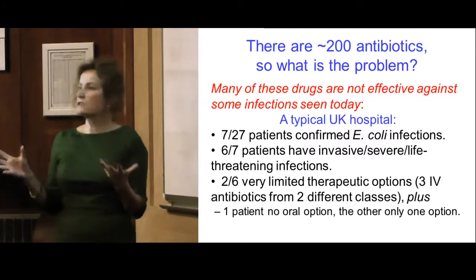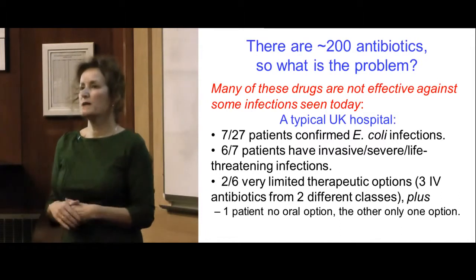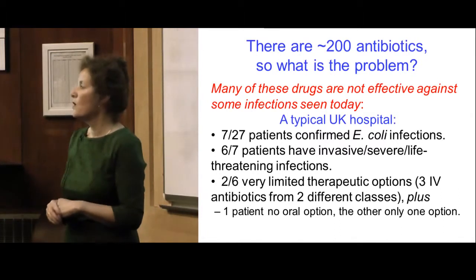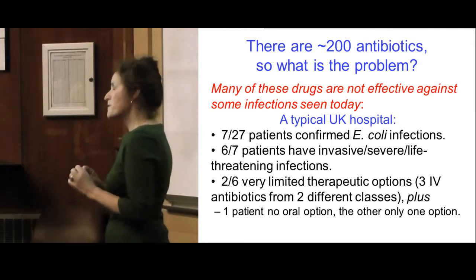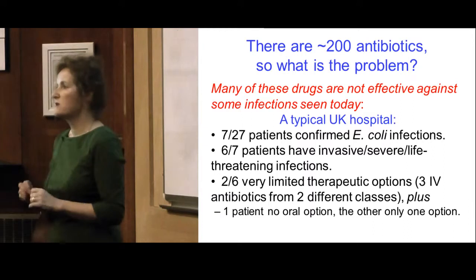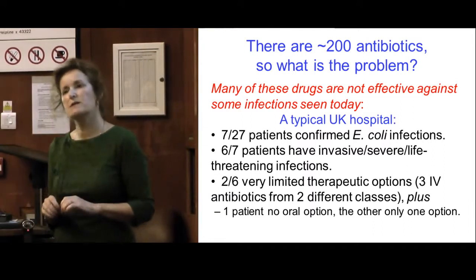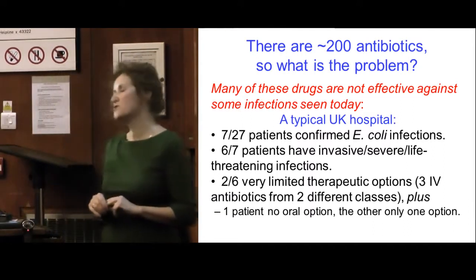So there are at least 200 antibiotics worldwide that are available for patients to take. Obviously not all of those are available in the United Kingdom, but many of the ones that are available just aren't effective against some of the most serious infections we're now seeing, particularly bloodstream infections.